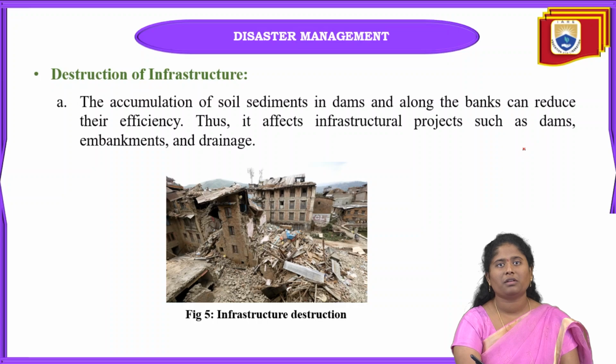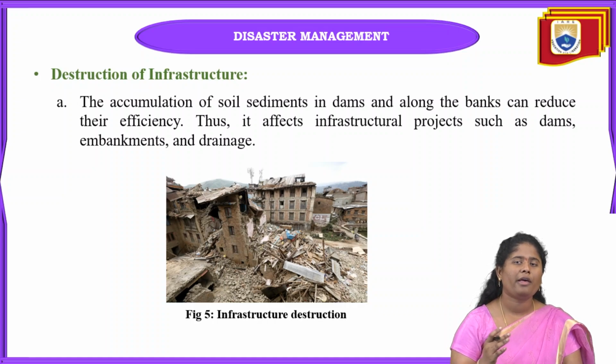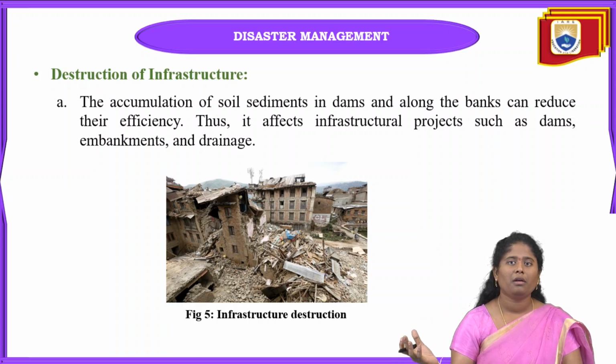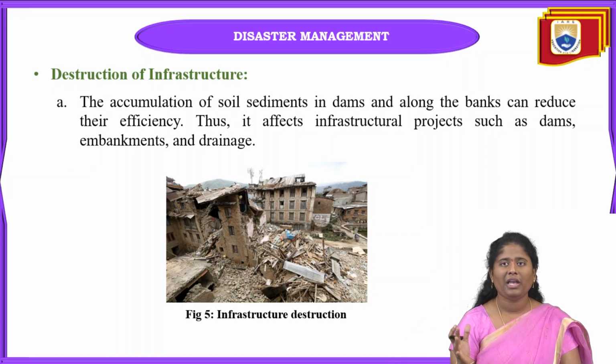And next one is destruction of infrastructure. In this, there is accumulation of soil sediments in dams and along some of the water bodies. When they come along the banks, that can reduce their efficiency. Why? Because when soil erosion happens, the eroded particles go towards the dams, and because of these particles the dam is going to be damaged.